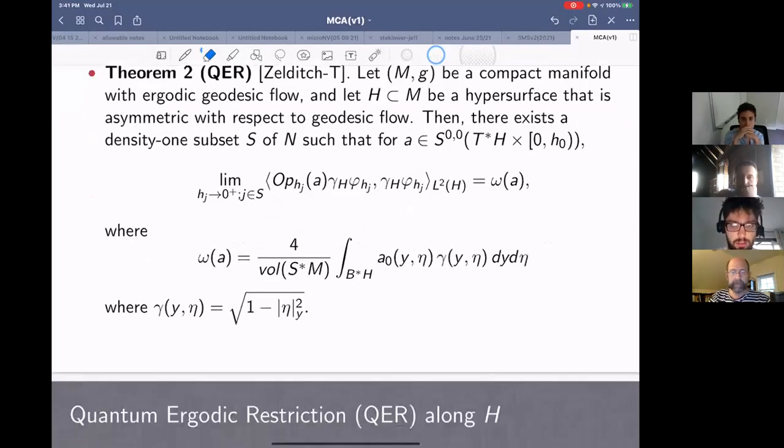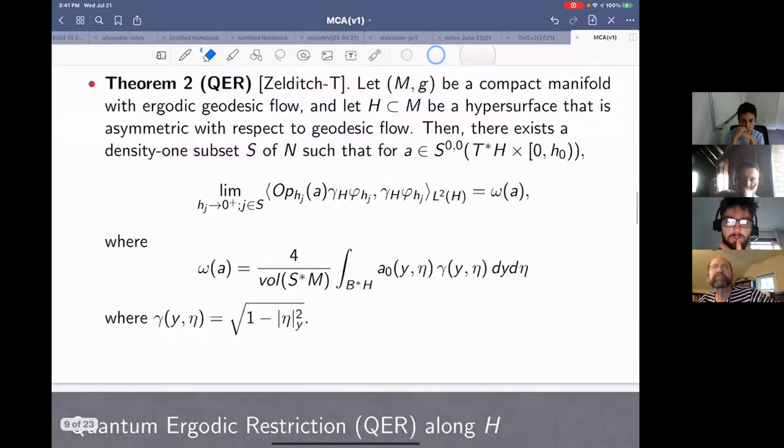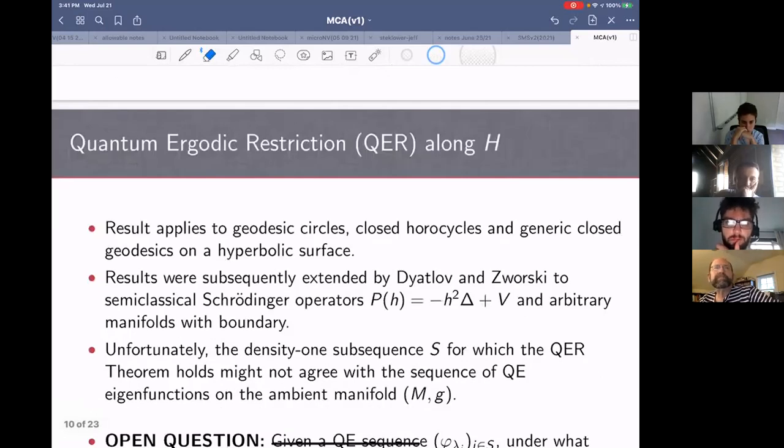It says that if I look at the restricted eigenfunctions along such an asymmetric hypersurface, the matrix elements tend asymptotically to the limit, which is the integral of the symbol over, if you like, you can rewrite this as just the integral over the cosphere bundle of M with footpoints on H, with respect to the induced Liouville measure, the restricted Liouville measure to the cosphere bundle of M with footpoints on H, right? So it's an equidistribution result that's a straightforward analog of QE. So this result does apply, for example, in the case where H are geodesic circles, closed horocycles, and generic closed geodesics on hyperbolic surfaces.